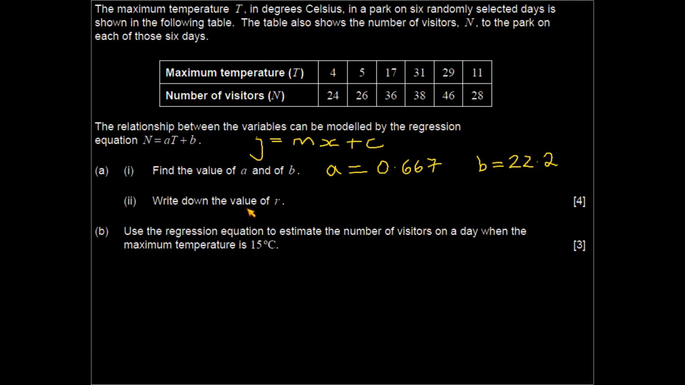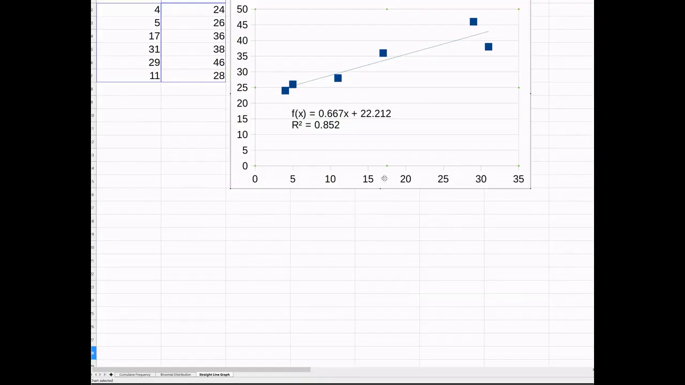Next it says write down the value of R. R is a measure of how well the line fits the data. If I look here, you can see my points are a little bit scattered, and these two over here aren't all that close to the line. So my value of R, or on my spreadsheet here it's given me R squared, which is 0.852, is a measure of how well the line fits the data. The closer that is to 1, the better the fit is, and the further away from 1 it is, the worse the fit is. So you can see it's not too bad.